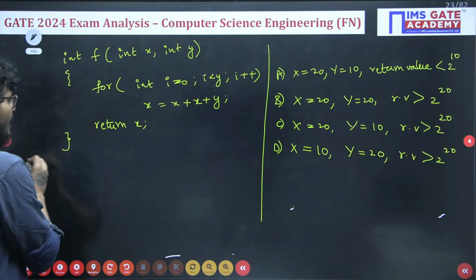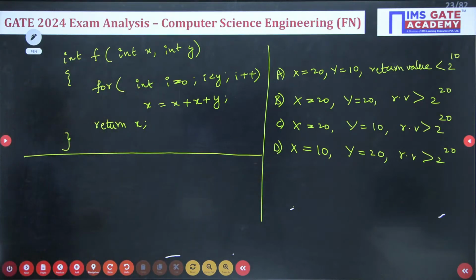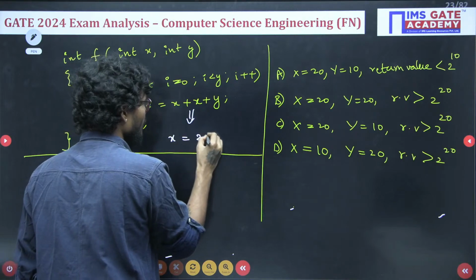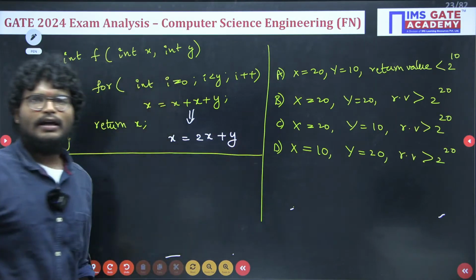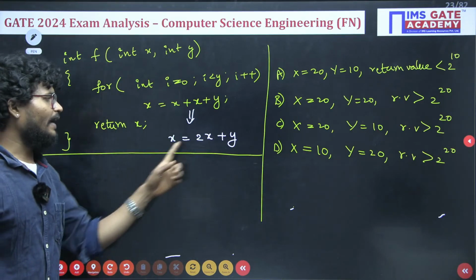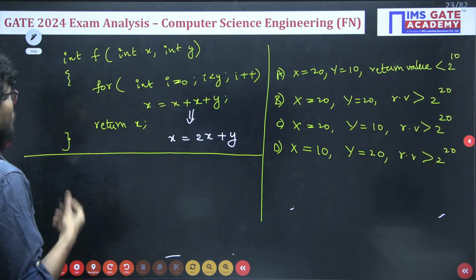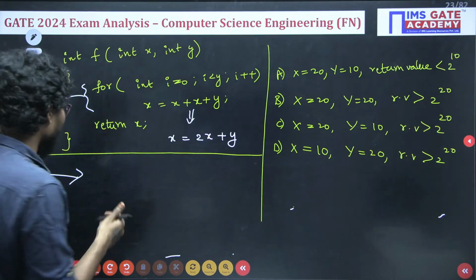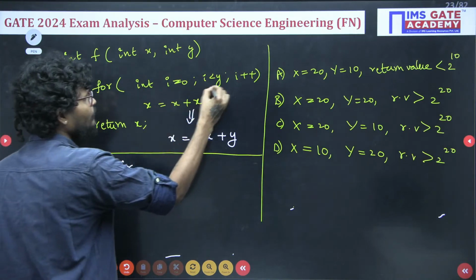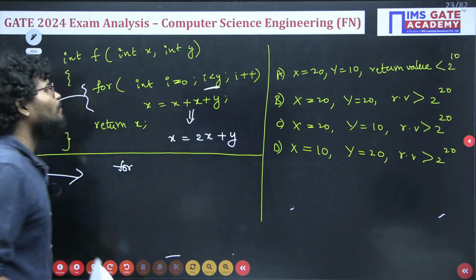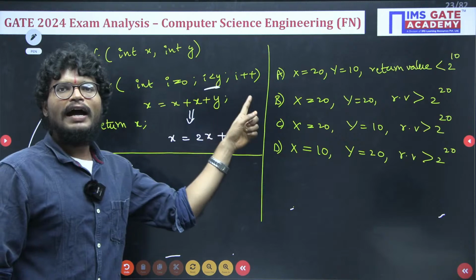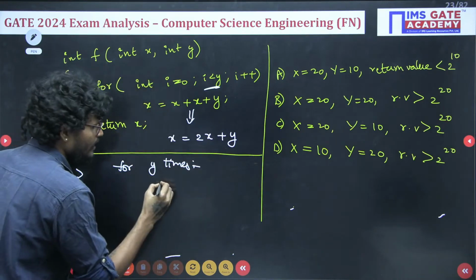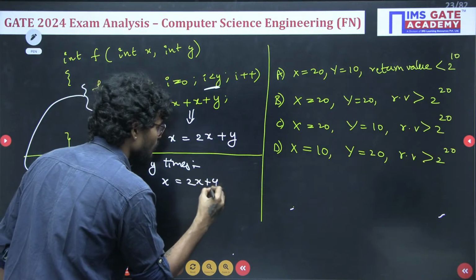Now observe what is happening in the loop. In the for loop, what we are doing essentially is assigning 2x plus y into x, right? X is being assigned 2x plus y. If I write this loop mathematically, what am I actually doing here? For how many times? For y times, the iterator i runs from 0 until y. That means for y times, I am doing this assignment x equal to 2x plus y.